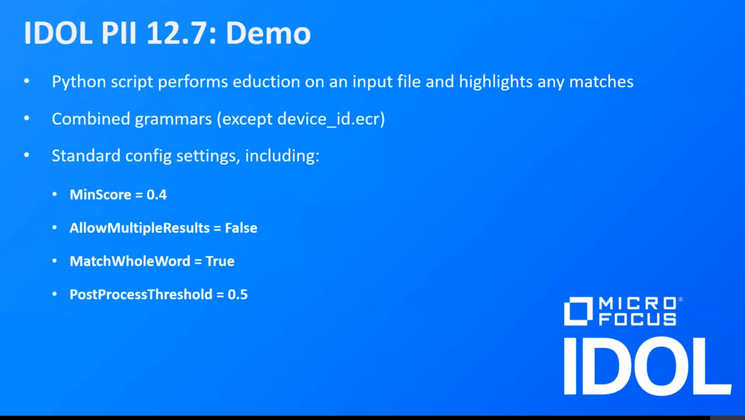I'll now run through a quick demo showing all these changes. The demo uses a Python script which performs extraction on an input file and highlights any matches found. All the grammars used are combined ECRs, except for device ID, which uses a non-combined ECR file. The standard recommended config settings are applied, including those shown here.